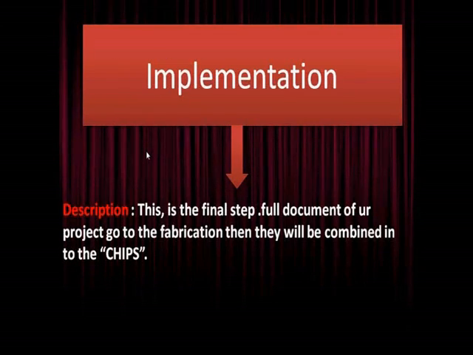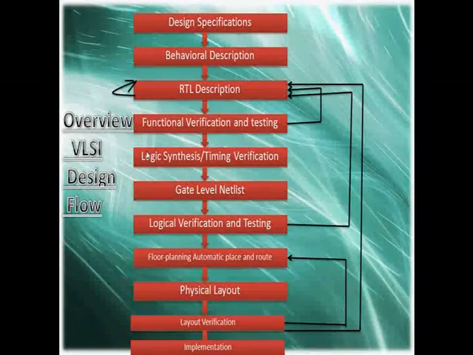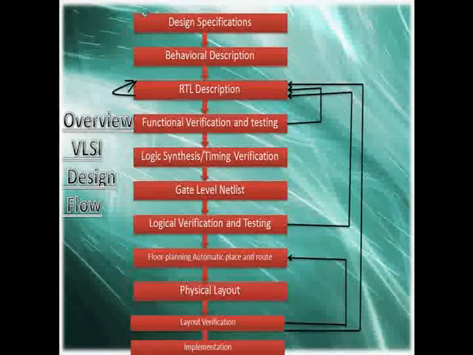Here is the overview of the VLSI design flow. We discussed all of these 11 steps. If any error comes in the RTL description, the arrow mark is shown in the same position only. The design engineer checks where the errors or bugs are.